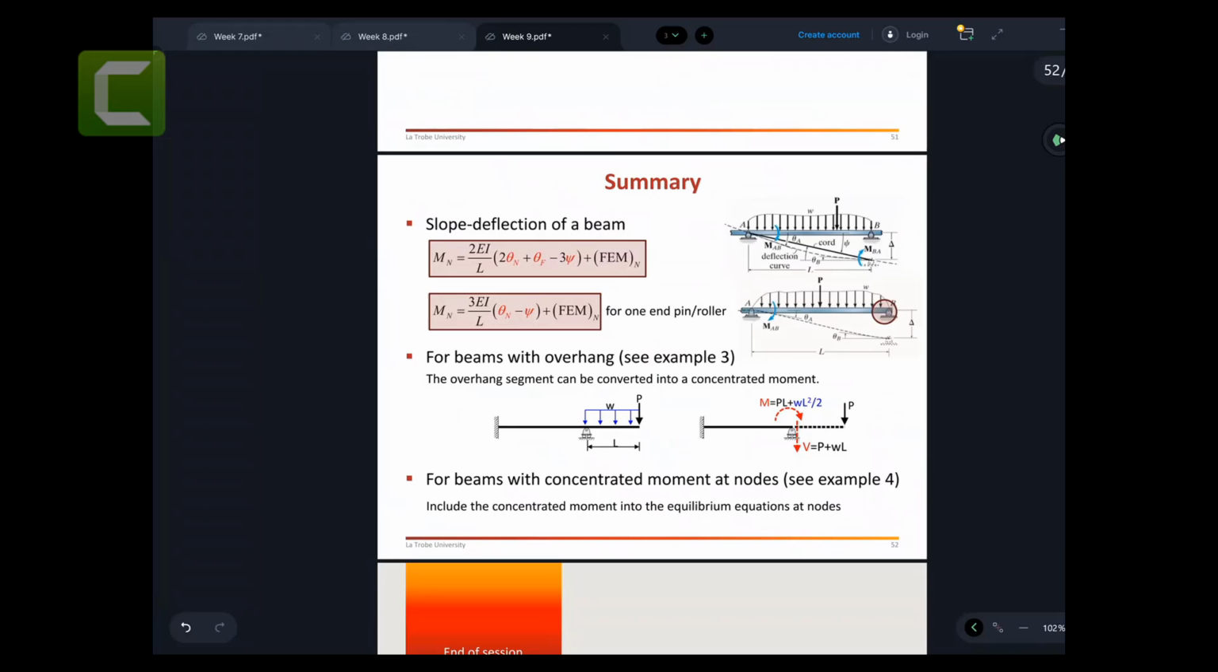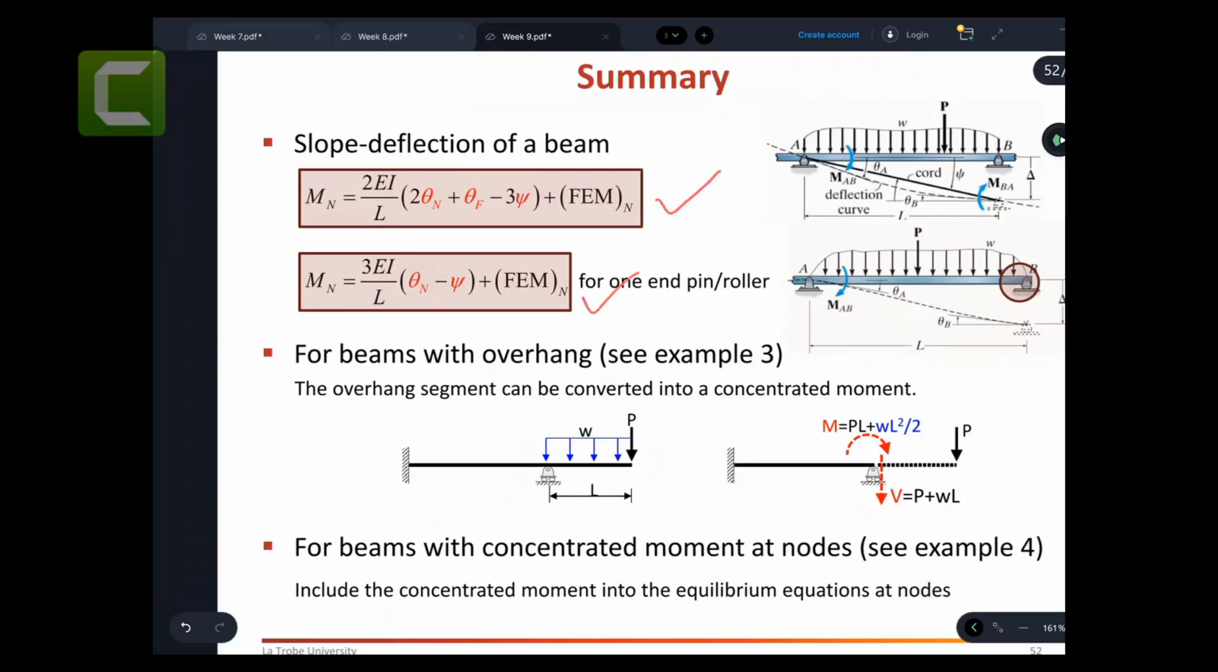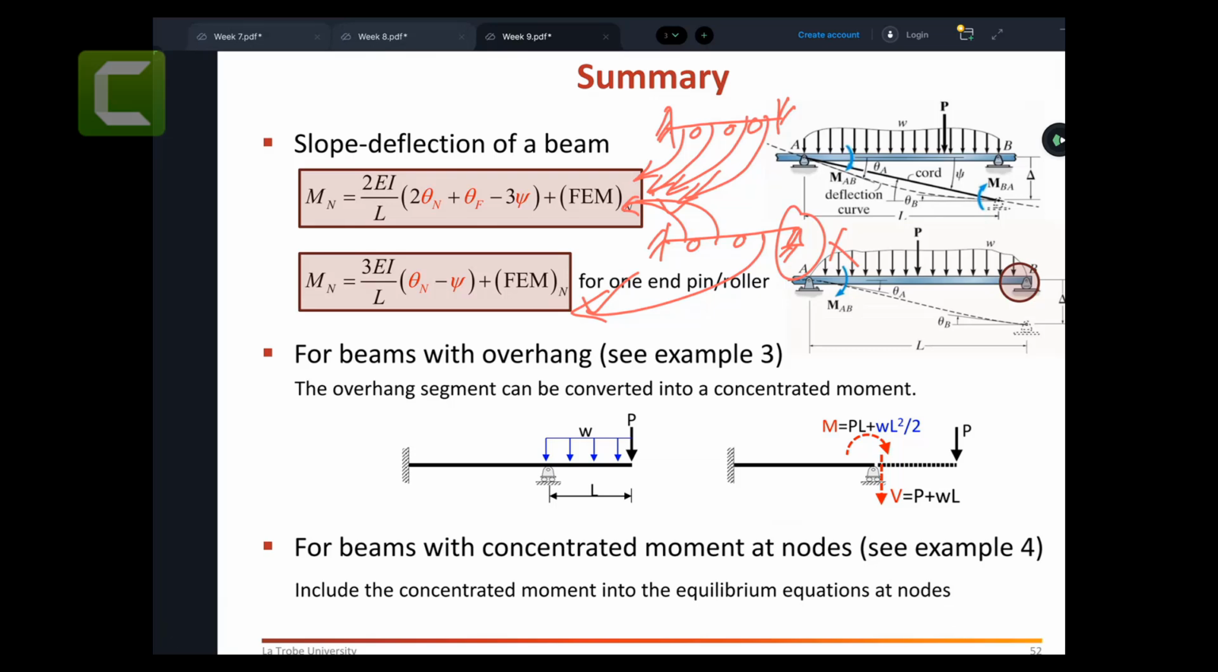So in summary, I think there are two equations that you always focus on. When your far end is fixed, like for example in these kinds of structures, you can use this one, because all the ends are fixed. But if your far end is pin or roller, you use this other one, because at these far ends you can't fix it. So therefore, there are two slope deflection equations that you always use. Not much difference over here.